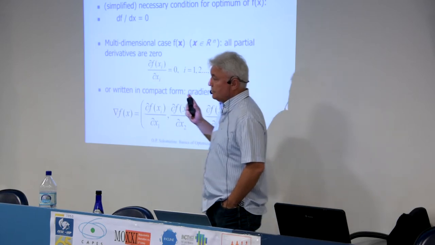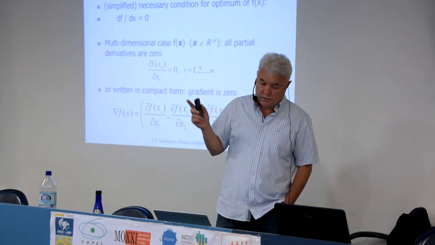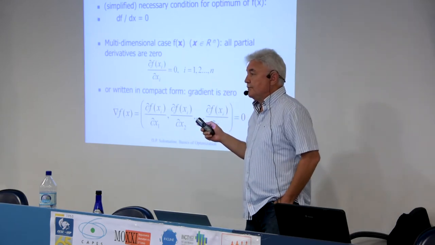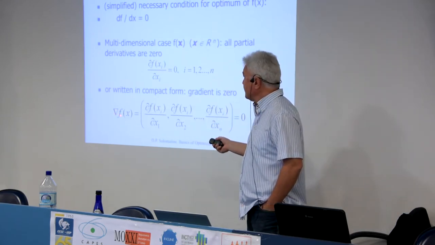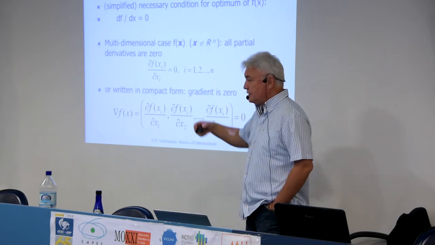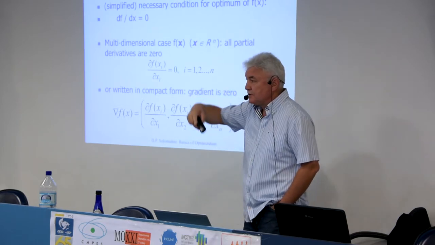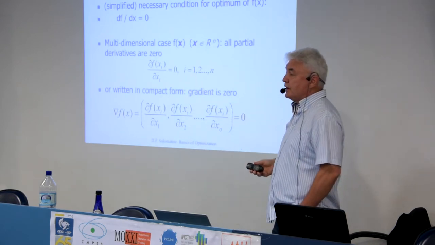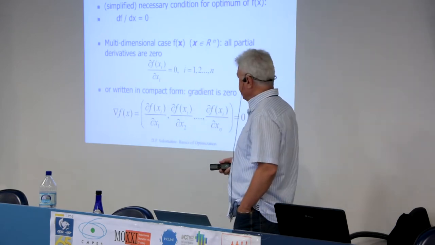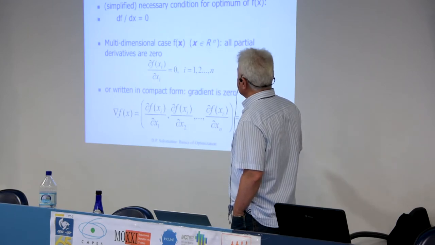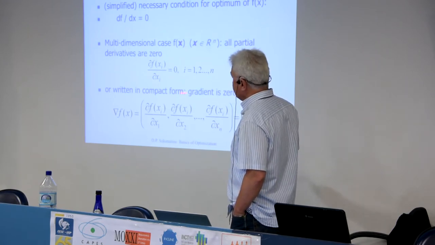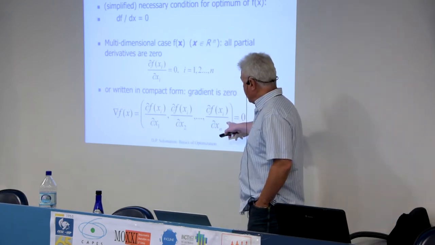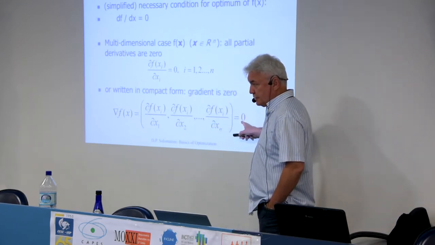It directs you to the direction of the maximum increase of function f, maximum increase. Minus gradient points you to the maximum decrease of the function. So we have to follow minus gradient if we want to find the minimum. So most of the methods of classical optimization are based on this idea that we want to aim at gradient which is zero. It means we're at minimum.